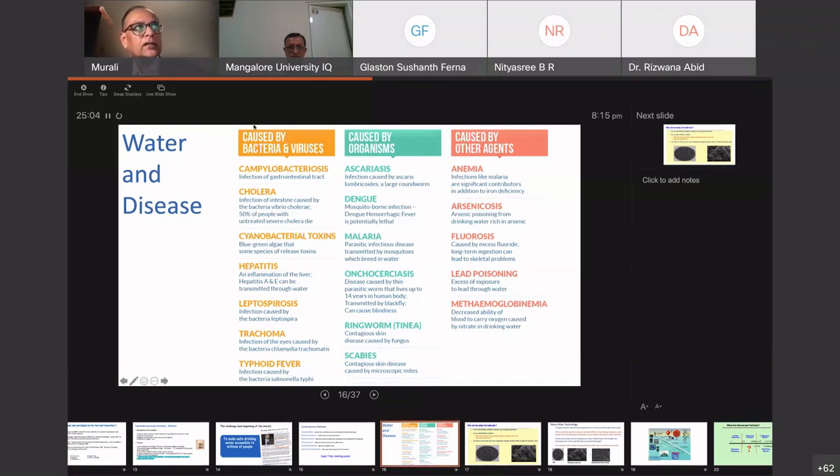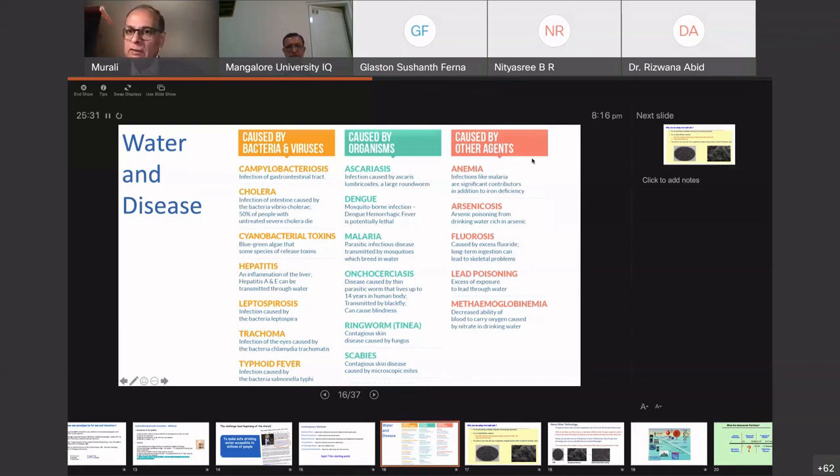If you look at the kinds of bacteria and viruses that we deal with normally in water in India, you have things like cholera, cyanobacterial toxins, hepatitis, leptospirosis, typhoid fever. These are all diseases caused by pathogens in water from bacteria. Other kinds of organisms cause, for example, ascariasis, dengue, malaria, scabies, ringworm. All of that is passed through water.